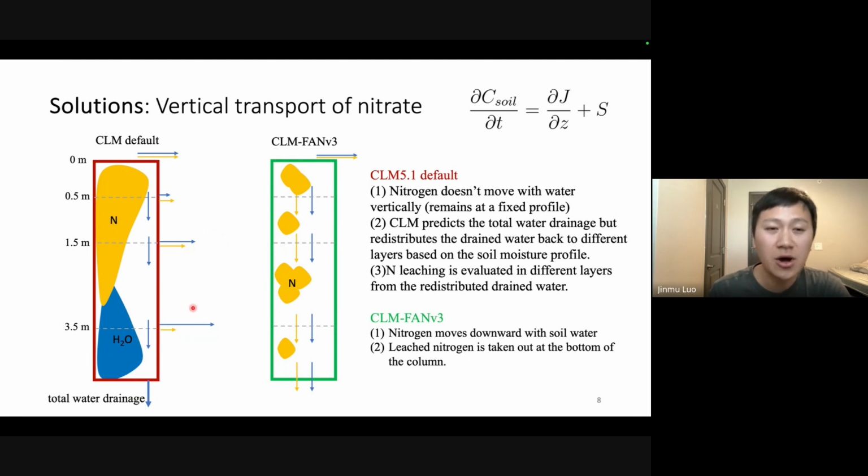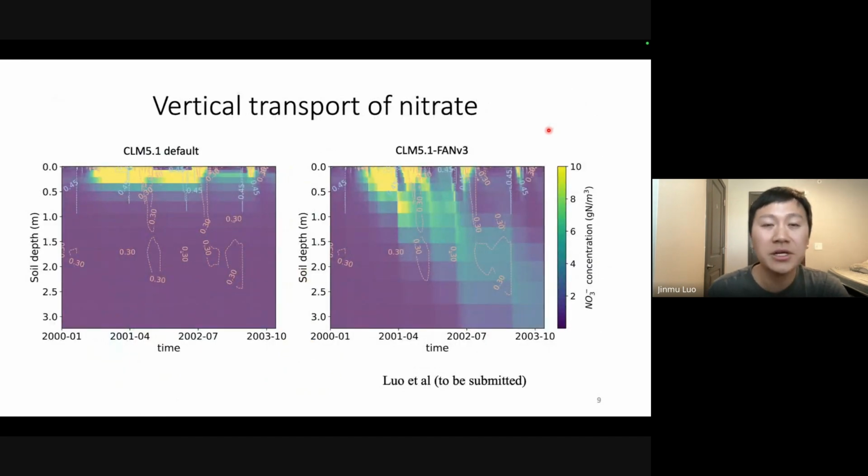So in order to solve this problem, we developed new methods in our model, so that nitrogen moves downward with soil water, and leached nitrogen is taken out at the bottom of the column, as I show here. In order to do this, what we need to do is solve this one-dimensional continuity equation in CLM. Here is the result I obtained after I incorporated my methods into CLM.